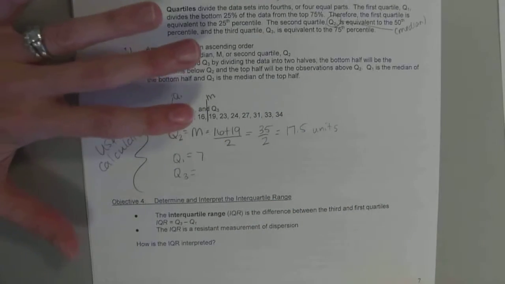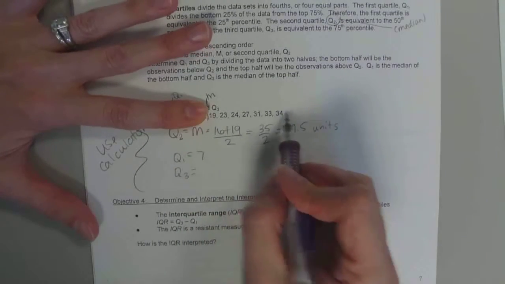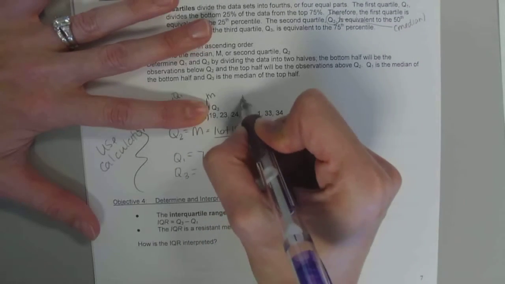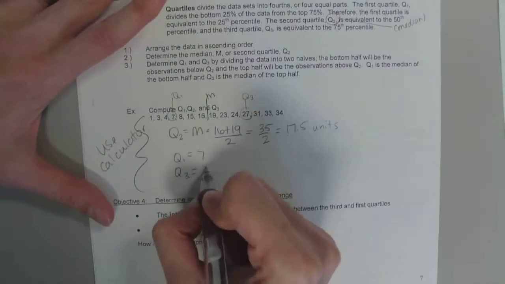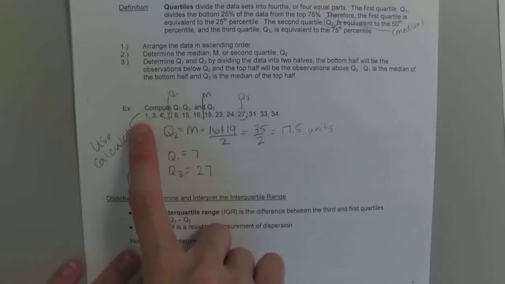And then you do the same thing to get Q3, okay? You just ignore the bottom half and cut the upper half in half. 1, 2, 3, 4, 5, 6, 7. So 27 is your Q3. Do you guys see how I did that? You cut it in half first, and then you cut each of those halves in half.